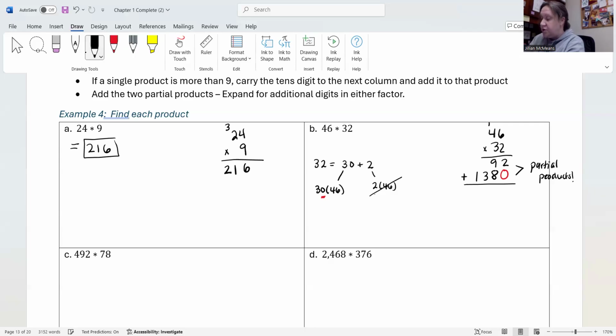So we already knew that 2 times 46 was 92. Now we know that 30 times 46 is 1,380. If we add these two things together, we get the full product.